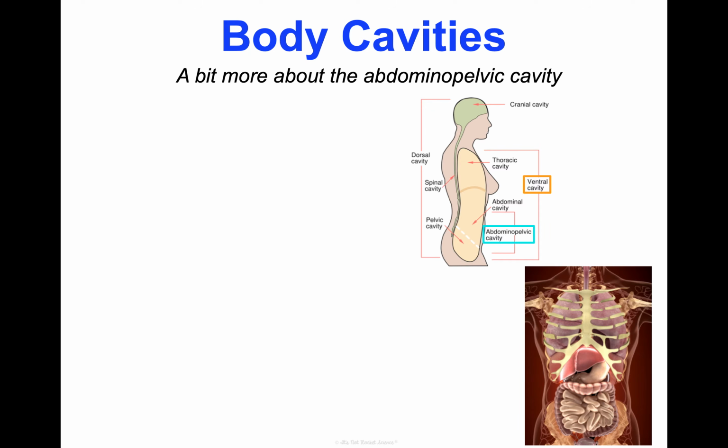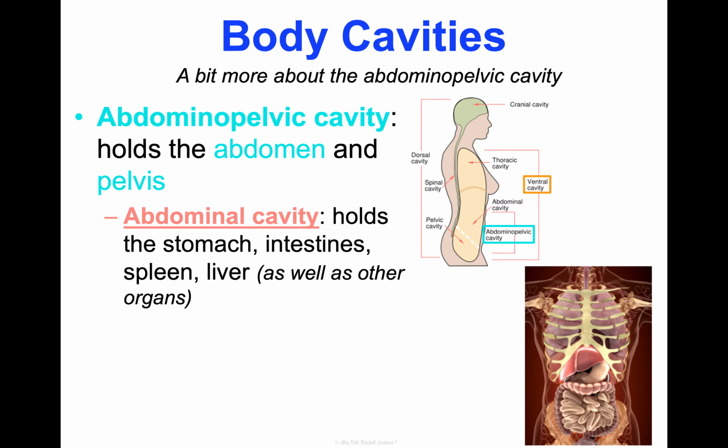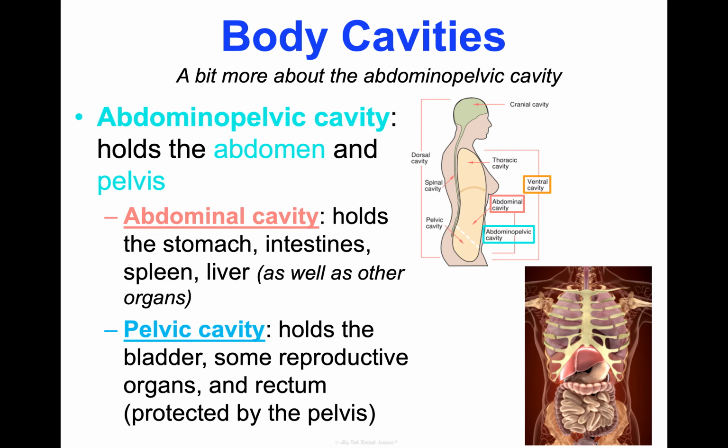So, a little bit more about that abdominopelvic cavity, because it's an important one. We can divide that one more into your abdomen and your pelvis. So, your abdominal cavity holds your stomach and your intestines, your spleen, your liver, as well as a bunch of other things. And then your pelvic cavity is holding your bladder, a couple of your reproductive organs, and then your rectum. And it's all protected by your pelvis.